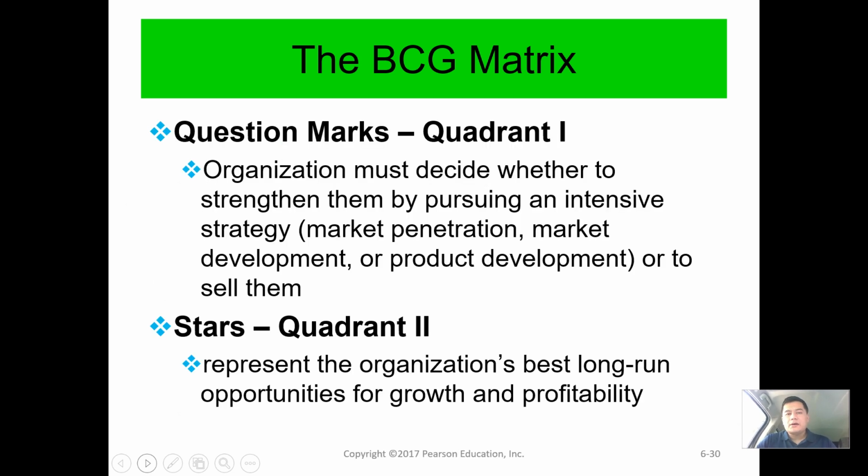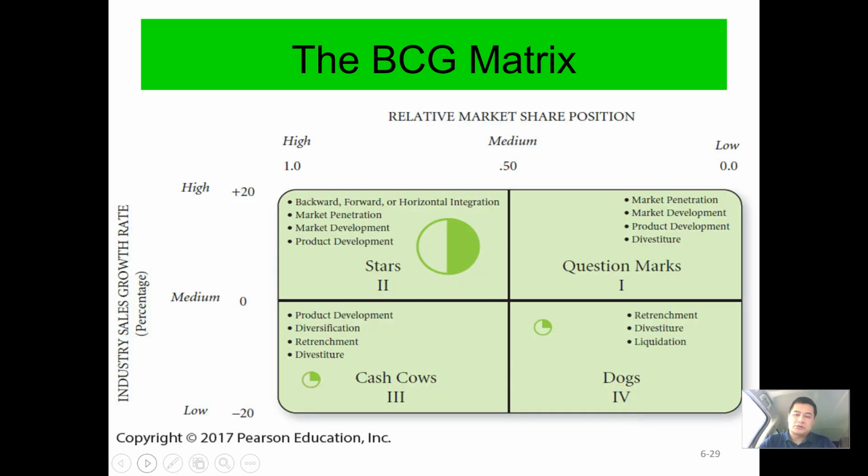The BCG matrix question mark quadrant 1: what does it mean? The organization must decide whether to strengthen them by pursuing an intensive strategy, market penetration, market development, or product development, or to sell them. The second one is the stars, quadrant 2. Here you can see high and high.